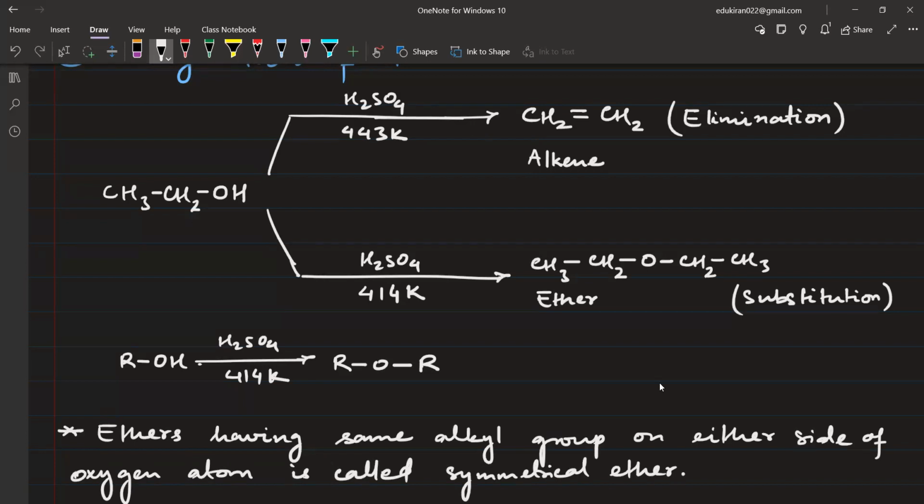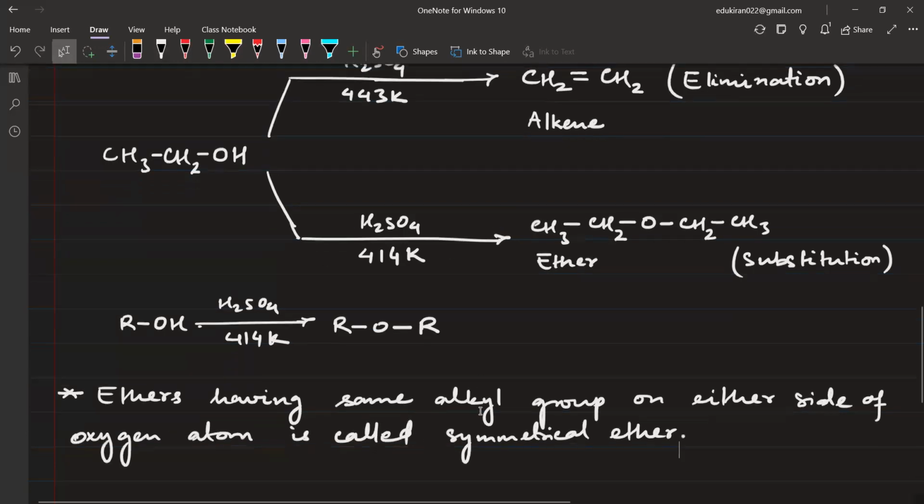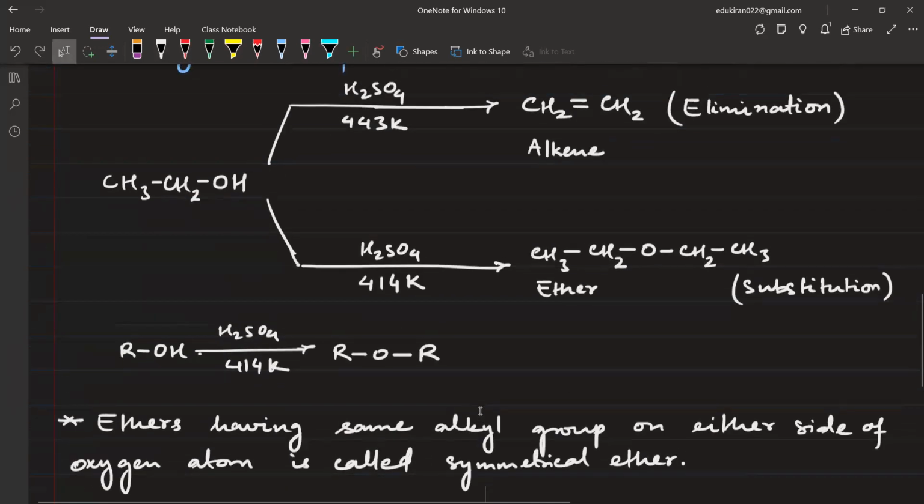Is called symmetrical ether. Now, if you have not written this, please write.